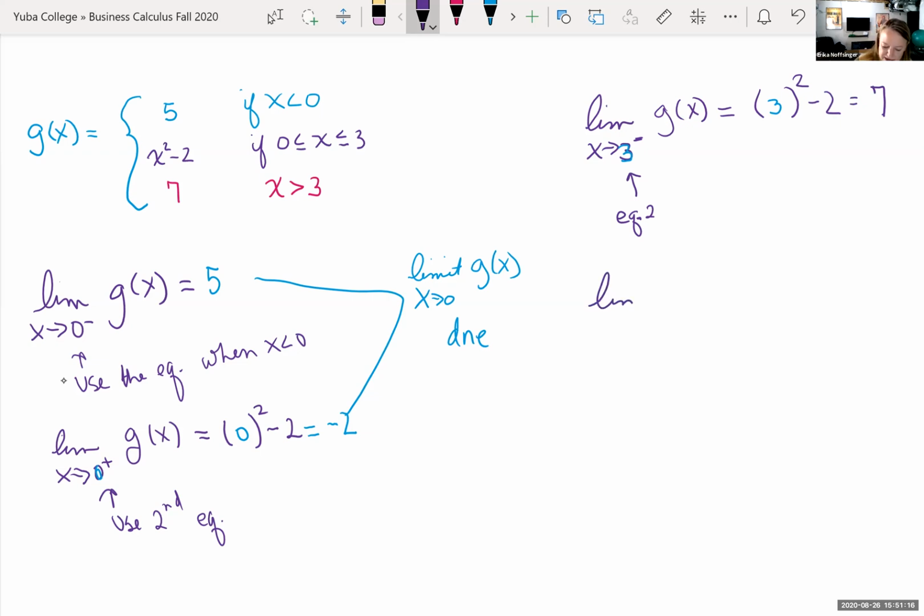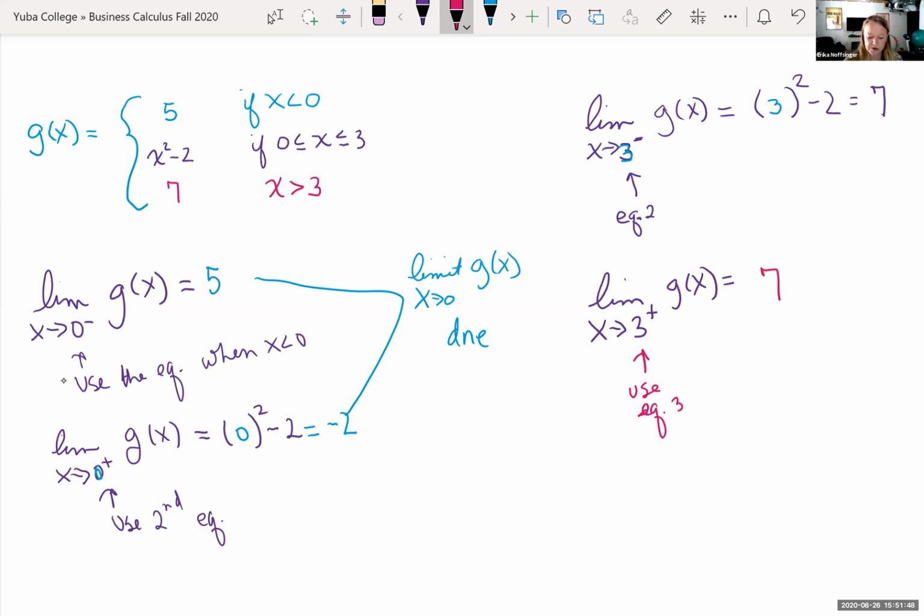Look at the limit as x approaches 3 on the right of g of x. So these are values of x which are bigger than 3, and values of x bigger than 3 says to use equation 3. So there's no x here. Plugging in 3 wherever there's no x would just give me back 7.